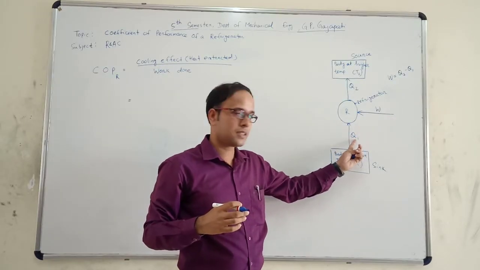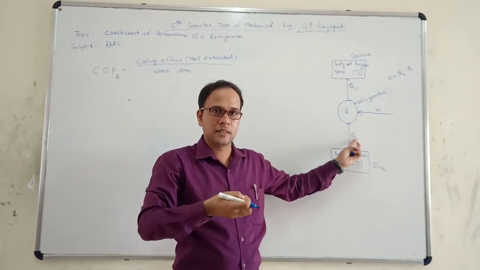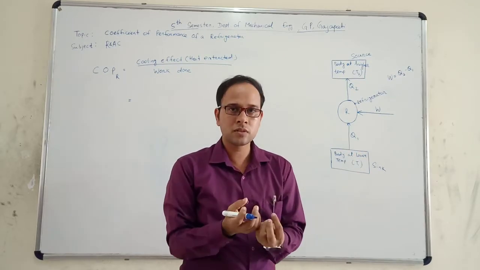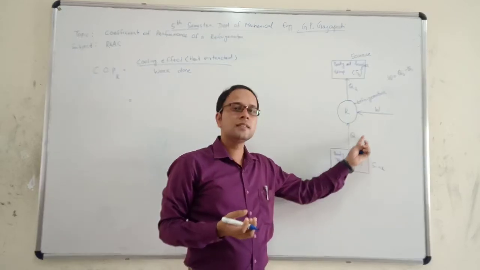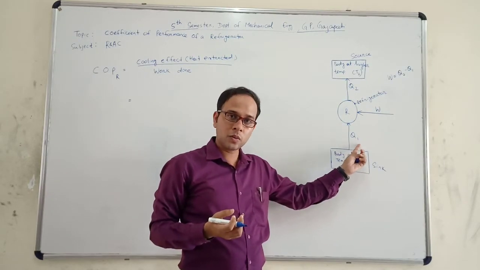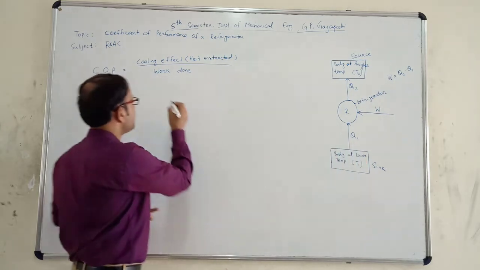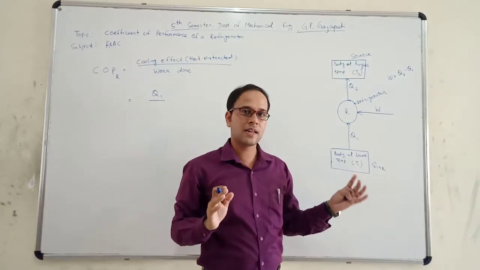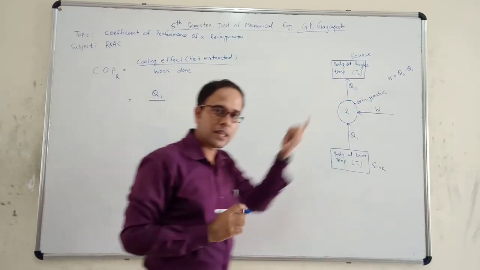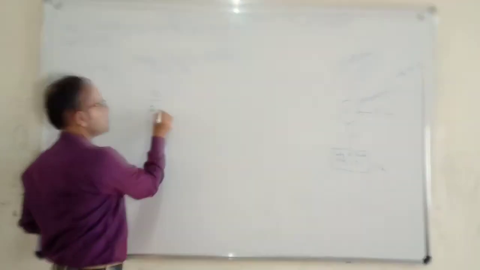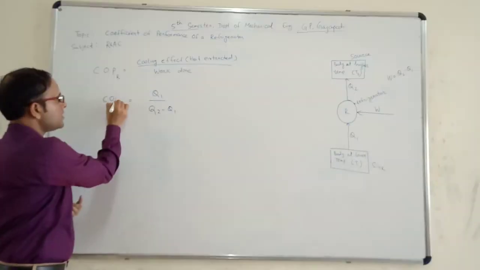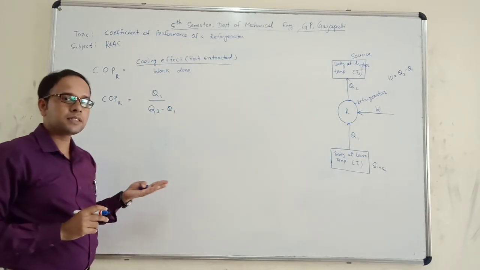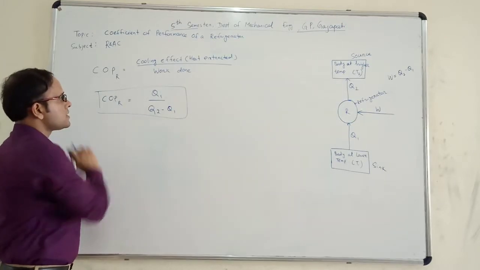This is the desired effect. If we take more heat from the refrigerator, we will feel more cooling there. So this is the desired effect or cooling effect, which is Q1. And the work done, calculated according to the first law of thermodynamics, is Q2 minus Q1. So this is the COP of the refrigerator, the coefficient of performance of the refrigerator: COP = Q1 / (Q2 - Q1). This is the formula for coefficient of performance.